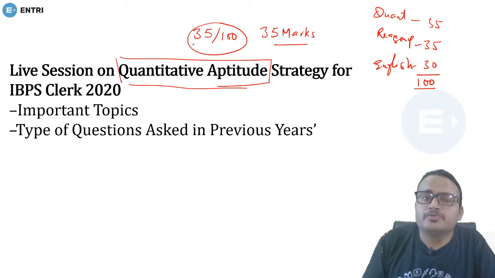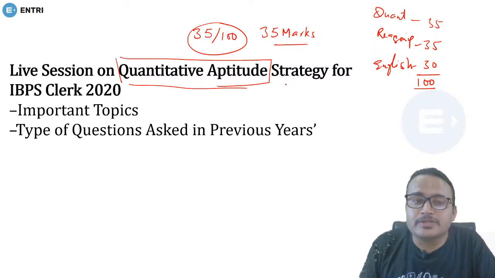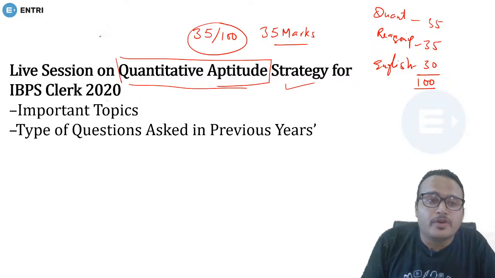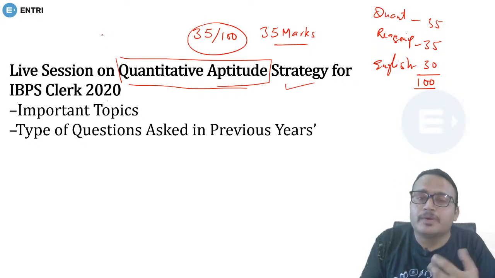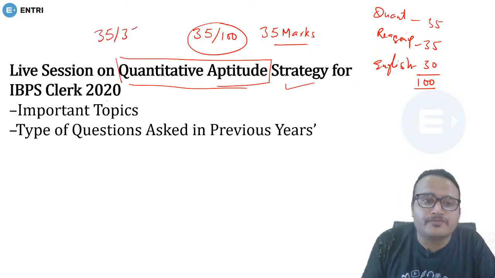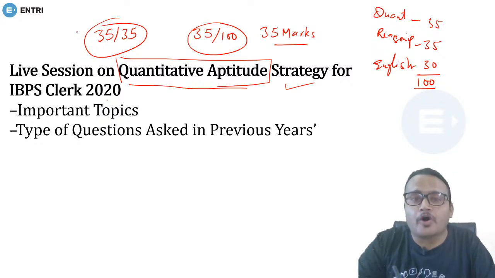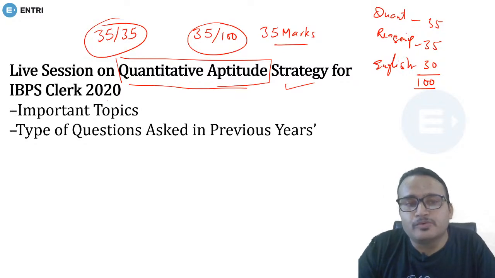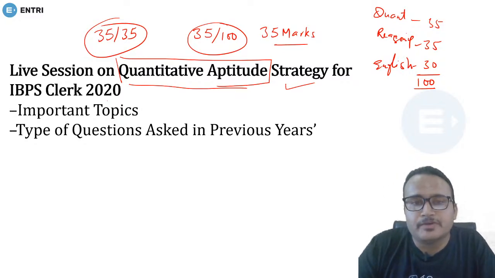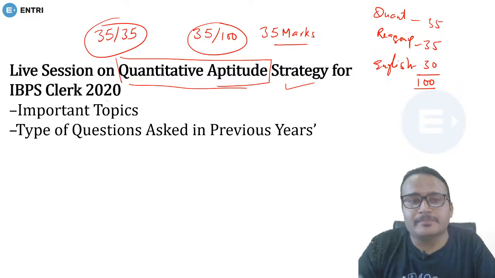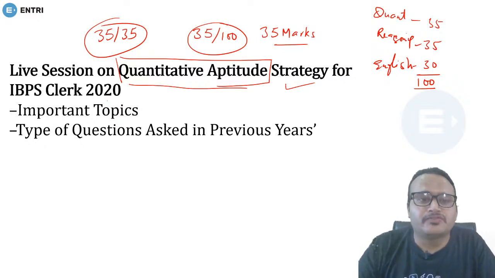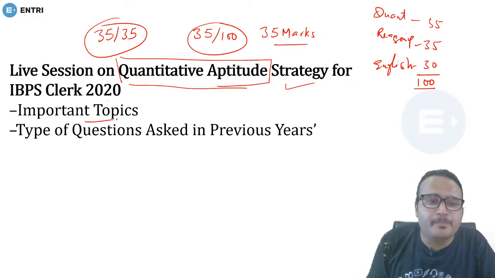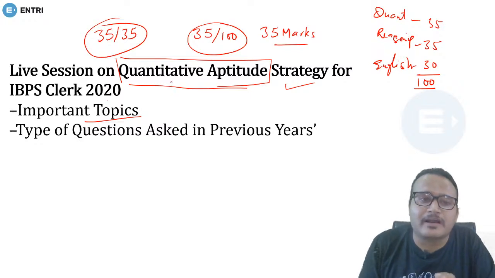So we're going to talk about the quantitative aptitude strategy for IBPS Clerk 2020, so that you can score not 30 plus marks, but 35 out of 35 marks. Our main objective is to make you a person who can score 35 out of 35. Today I'm going to share some tips and tricks so that you can score 35 out of 35. In this session we're going to talk about the important topics from which the questions are asked in quantitative aptitude.